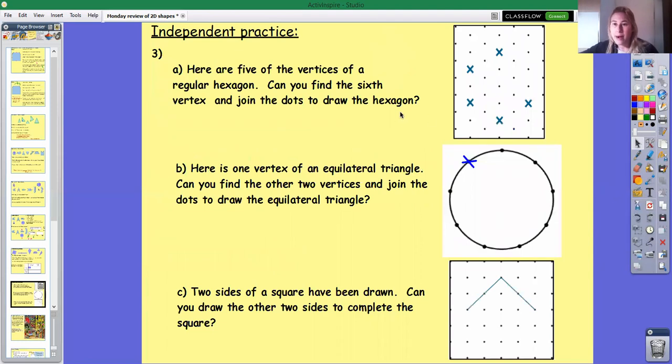Question 3 of your independent practice is thinking about drawing shapes, but you've got to think about drawing them accurately. So you're given some vertices of some shapes, and it does talk about which type of shape. So have a think about regular and irregular as well, and see if you can draw the vertices that are missing and then draw the sides to join up the vertices to actually create the shape.